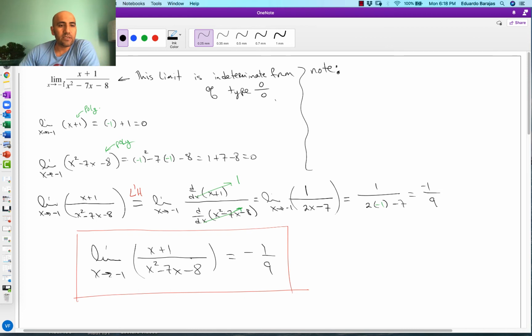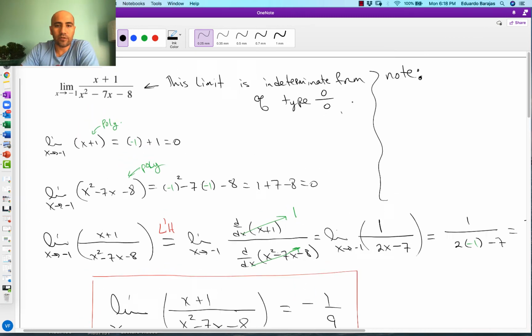Note that this particular limit had an alternative way of solving it if we used chapter 5 techniques. Let me zoom into this little corner over here. We had an alternative way of solving this particular question.